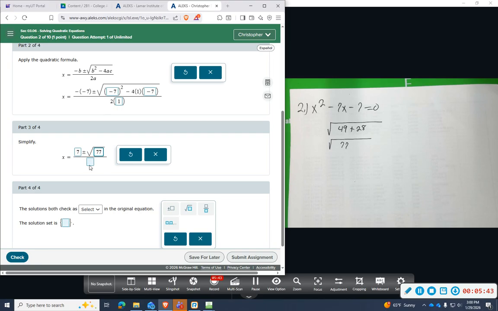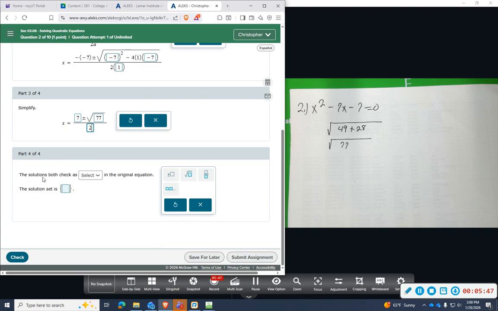And then on the bottom we still have 2. And then it says the solutions both check as true or false in the original equation, solution set is blank. Okay, so here we'll wrap up the rest of the problem and then see if they work out.